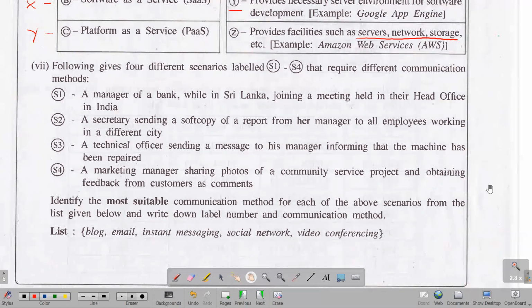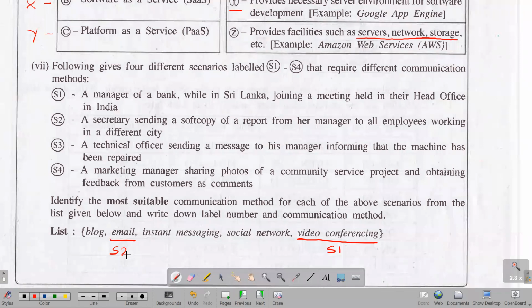So, a manager of a bank in Sri Lanka joining a meeting held in their head office in India. The most suitable way is video conference, right? So video conference goes with S1. A secretary sending a soft copy of a report from her manager to all the employees working in different cities. That could be done by emailing, so S2 can be taken. Instant messaging is not a good way to send a report. Email is much better.